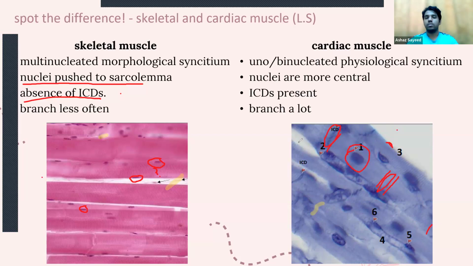Intercalated discs are present. If you forget everything else, the one thing I would like you to remember is that if you want to differentiate between skeletal muscle and cardiac muscle, just look for the ICDs. Just look for the intercalated discs. If you find them, it's cardiac muscle. If you don't, it's skeletal muscle.